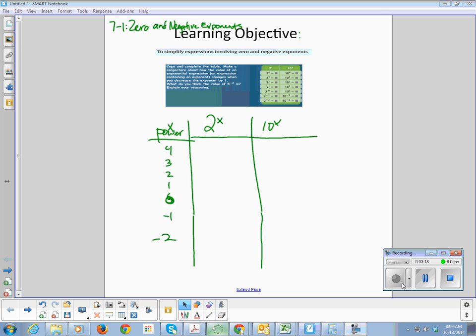We are going to raise 2 to the 4th power, which means it's going to be 2 times 2 times 2 times 2. Remember, not 2 times 4, but 2 to the 4th. So 2 times 2 is 4. 4 times 2 is 8. 8 times 2 is 16. We do the same thing, 2 to the 3rd power. 2 times 2 times 2 is 8. 2 squared is 2 times 2, 4. So I got 16, 8, 4. What is 2 to the 1 power? Is 2.